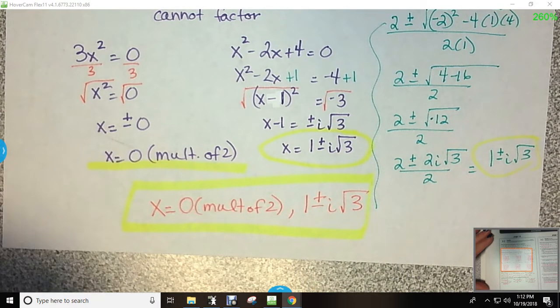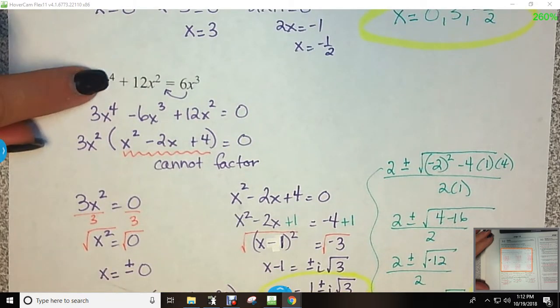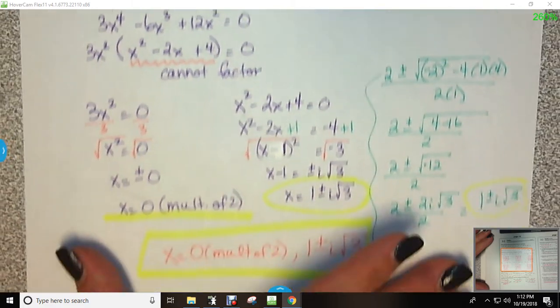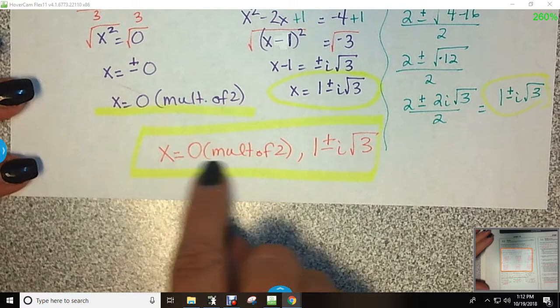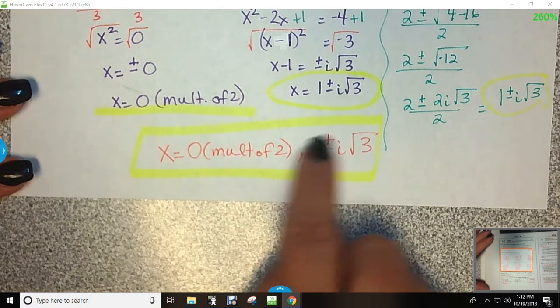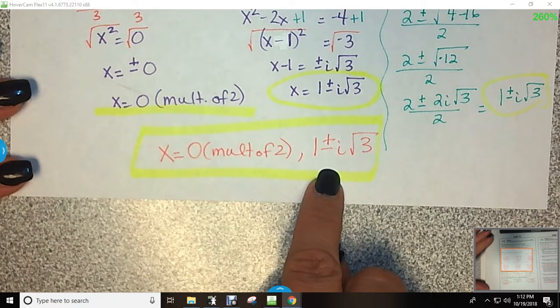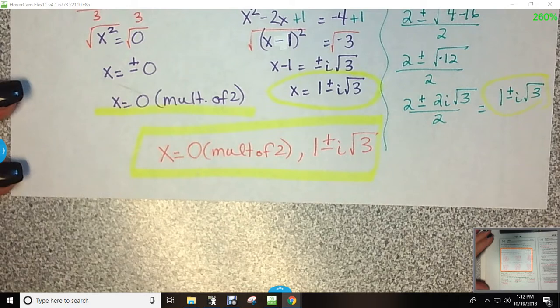So here's the thing. When you get done, you need to make sure you've got the right amount of answers. Back at the beginning of this problem, what degree was it? 4th degree. So I should have 4 total answers. Right here, 0 with a multiplicity of 2 is 2 answers. How many answers do I have right here? 2. So 2 answers and 2 answers is a total of 4 answers. We got them all.